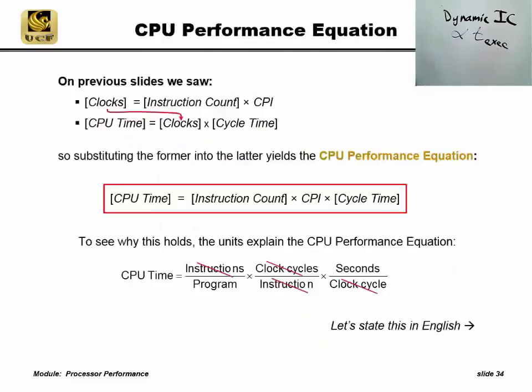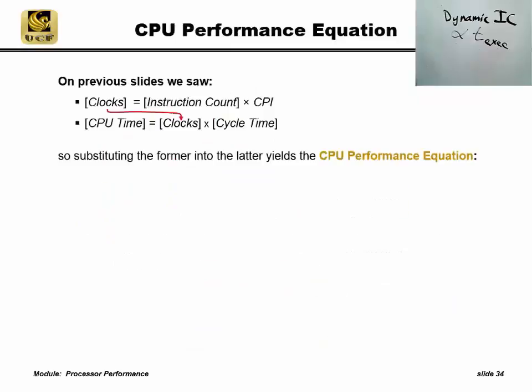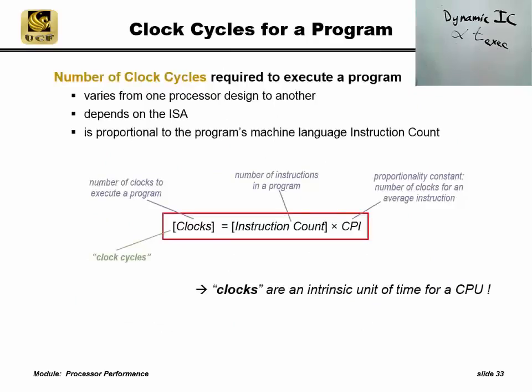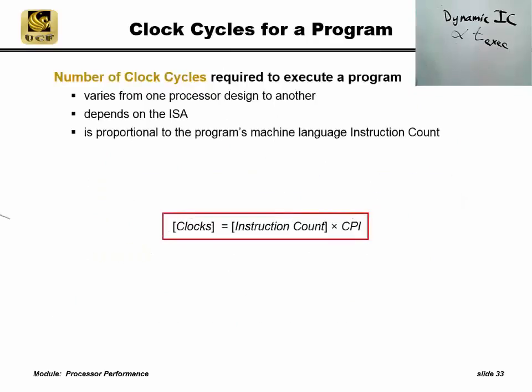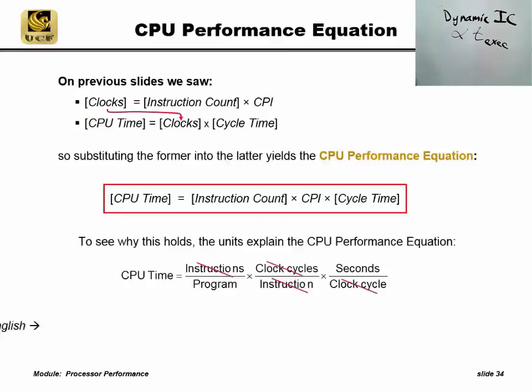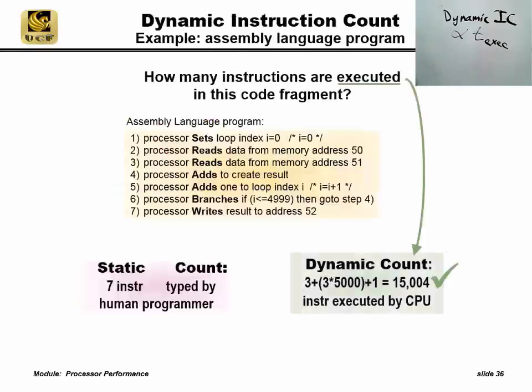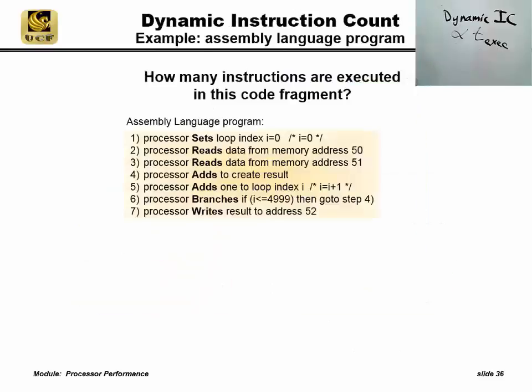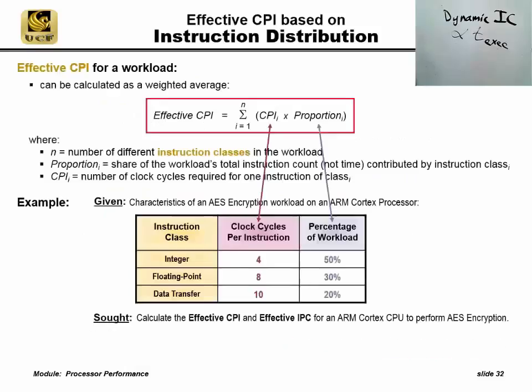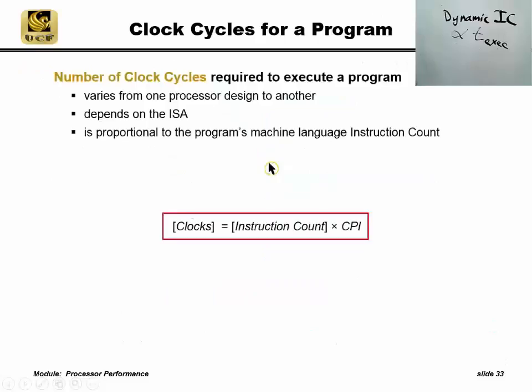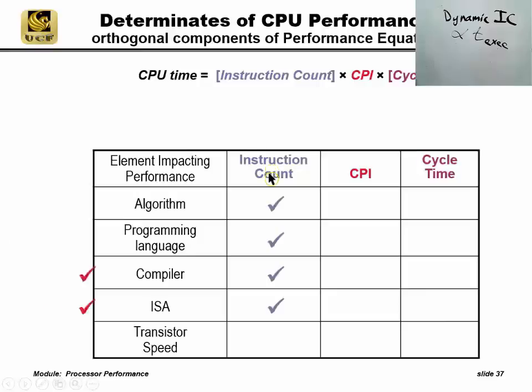To look at calculating the weighted value for CPI, we have an equation. Let's see. Here we go. Give me 1 second. We're going a little bit back. Here we go. Effective CPI is the CPI of each instruction times its proportion, and we sum those up. So this example is putting that into practice.